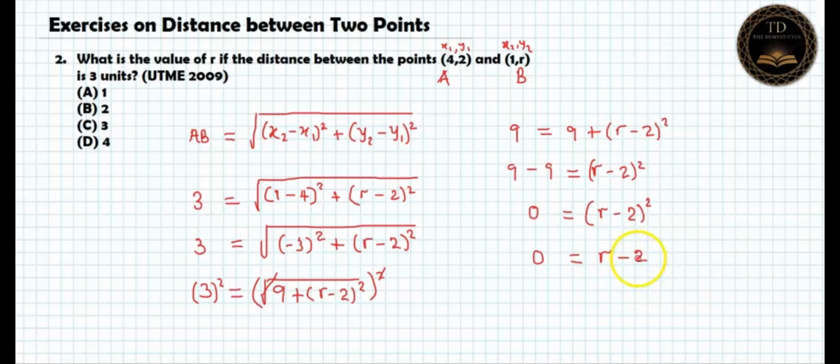Okay, so at this point, I'll take this over. So I have 2 is equal to r, or r is equal to 2. And that is our answer. And that would be option B here. R is equal to 2.